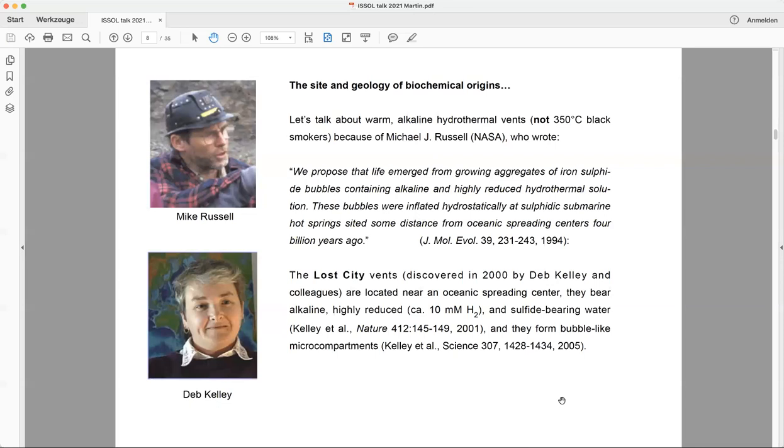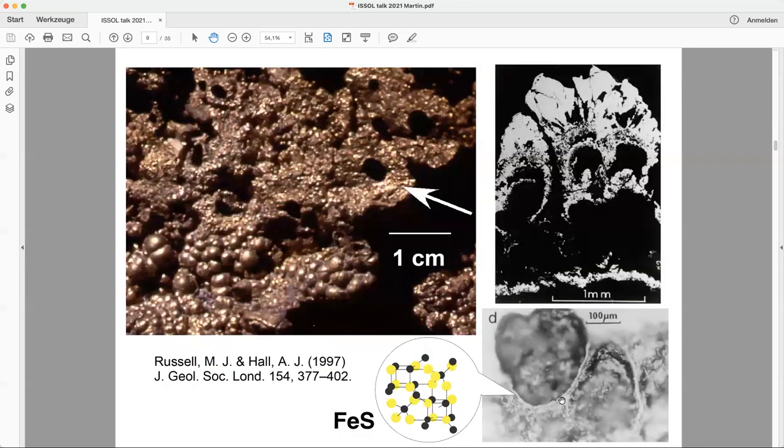They form bubble-like microcompartments, which is what Mike had in mind when he found this rock here at the silver mines in Ireland in the 1990s. And this is a picture from one of Mike's most famous papers. This is Russell and Hall, 1997, showing a botryoid, a fossilized hydrothermal vent that has a chimney at the arrow. It's about the size of a laser pointer, and little bubbles down at the lower left. Those are called botryoids. And when Mike cut those open, well, they're hollow inside and made of inorganic compartments.